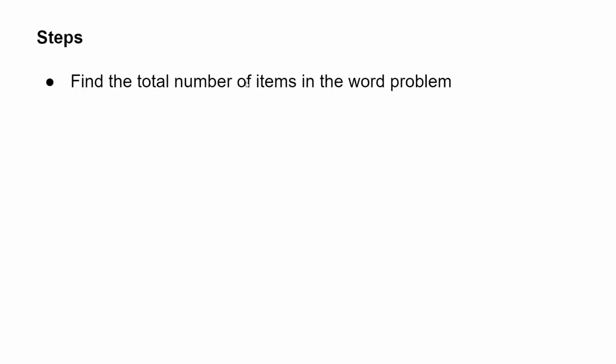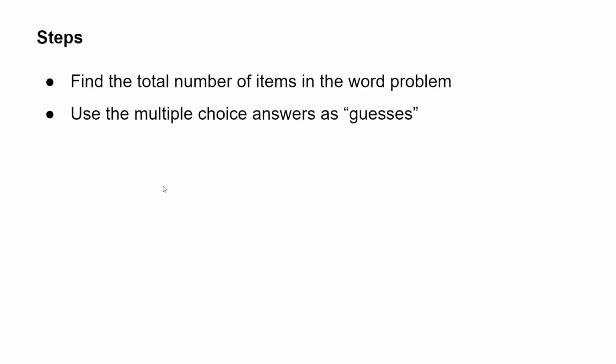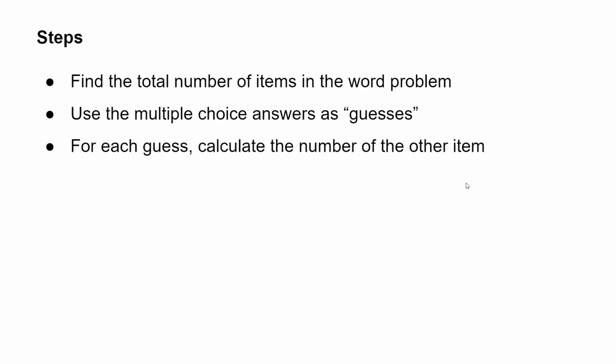All right, let's look at the steps briefly that you would use. First, find that total number of items in the word problem. That's the first number that you're going to need. Use the multiple choice answers as guesses. This fits what we would generally call the guess and check strategy. For each guess, calculate the number of the other item. Now, I would like to clarify, you can do this one at a time, and when you find the right one, you can stop. You don't have to check each of the multiple choice options. So you are just going to use subtraction. The total number of items minus the guess will give you the quantity of the other item.